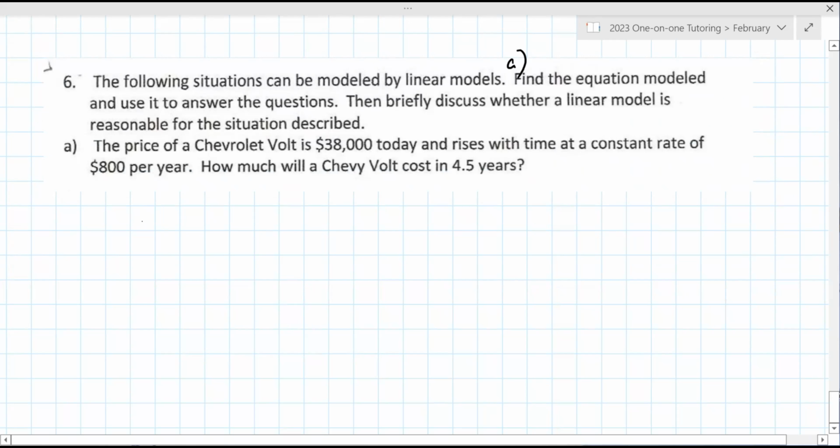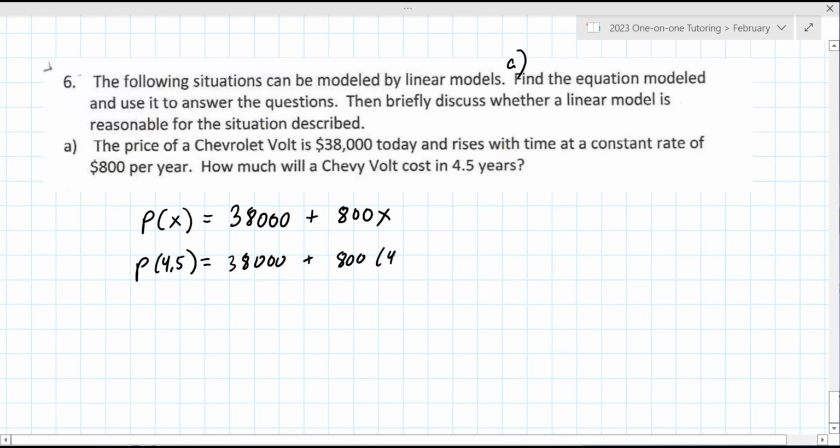Let's use function notation here. So the price as a function of year X is the amount that it started with in the base year plus the amount that it goes up or down by each year. Okay, so that's like the first thing that's required in each of these. And then we want to evaluate it in 4.5 years. So that is $41,600.